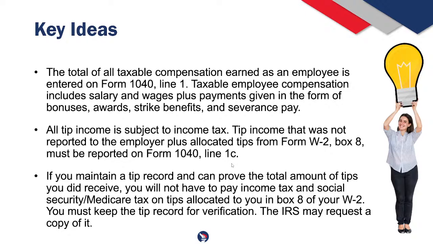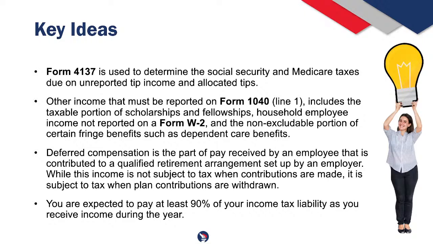That's just true of just about anything that you're going to use to show the IRS that I don't owe as much tax, that I shouldn't be taxed on this amount of money. You have to back it up. That's just true of just about anything. Form 4137 is used to determine Social Security and Medicare taxes due on unreported tip income and allocated tips.